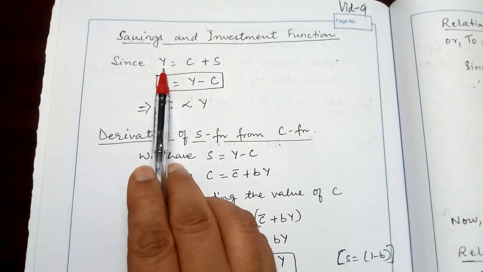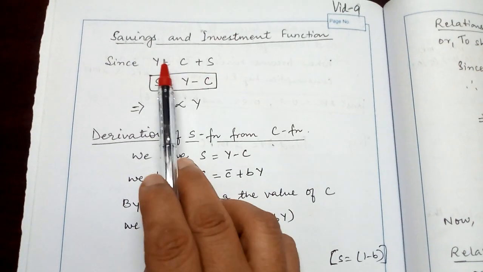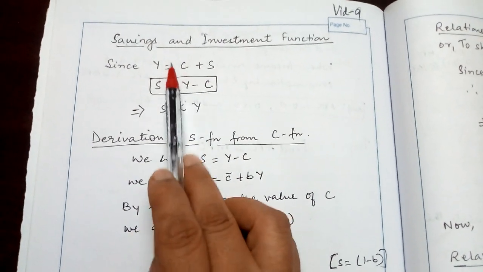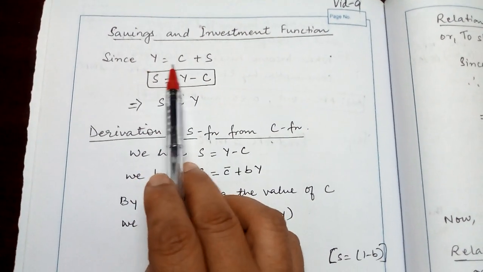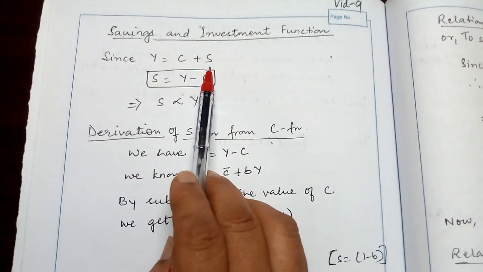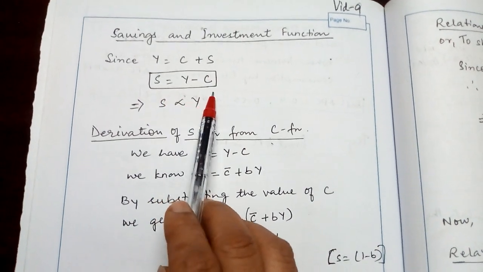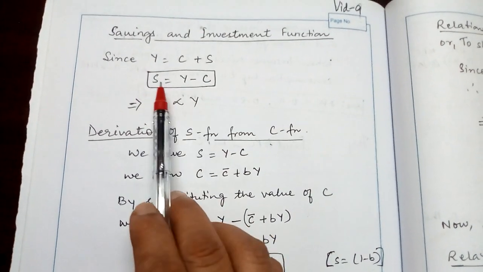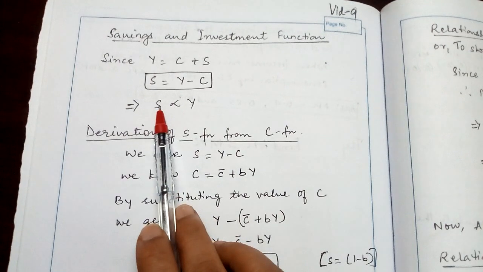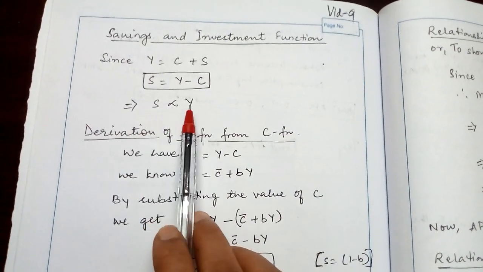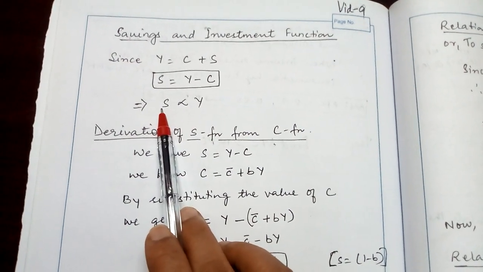Now, since we know income is equal to consumption plus saving, after consuming a part of the income, the rest of it will be saved. Hence, total income will be equal to consumption plus saving. In other words, saving is equal to income minus consumption. As income increases, savings also increases. This shows a direct relationship between savings and income. If the income reduces, savings also reduce.